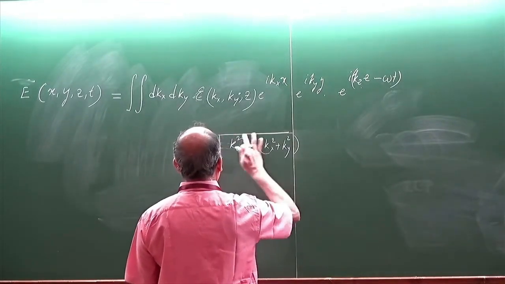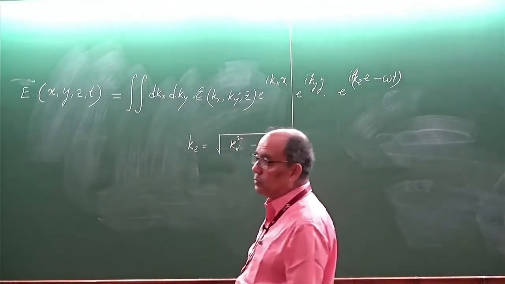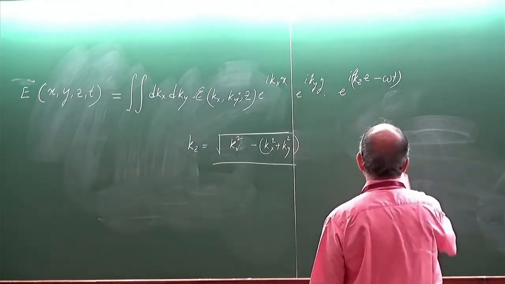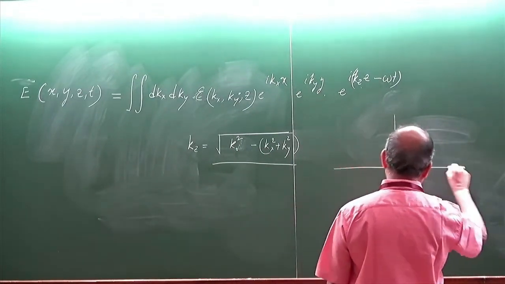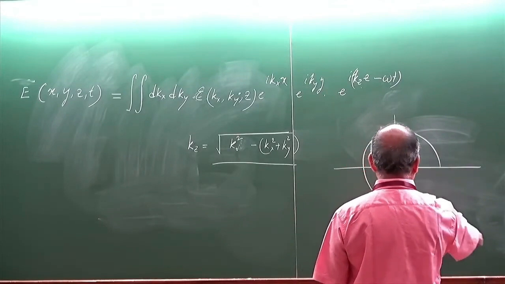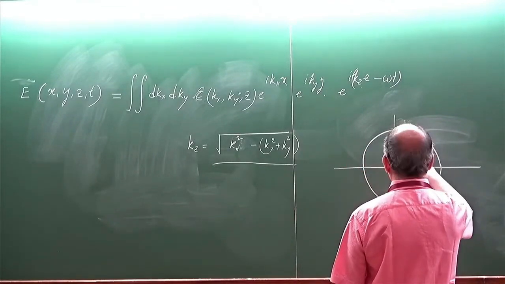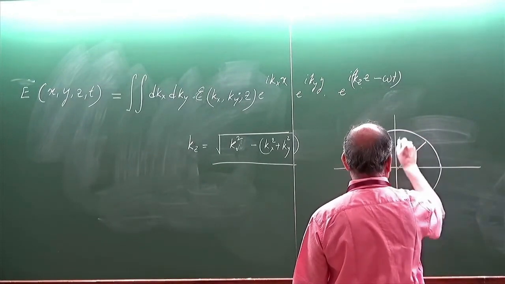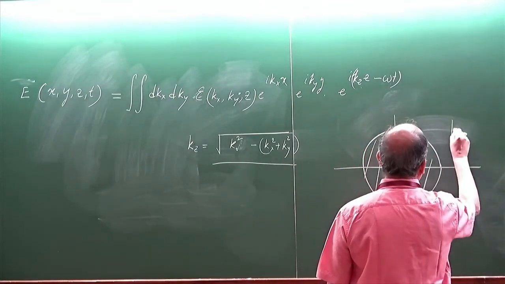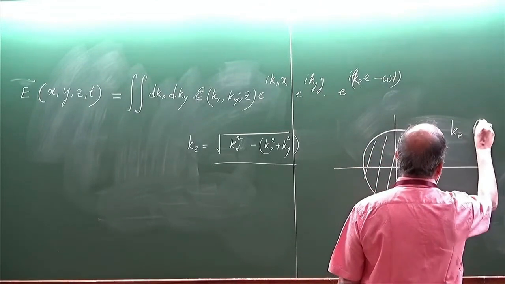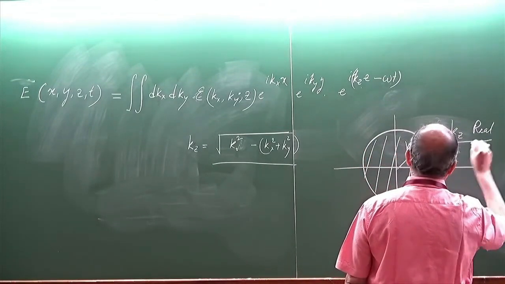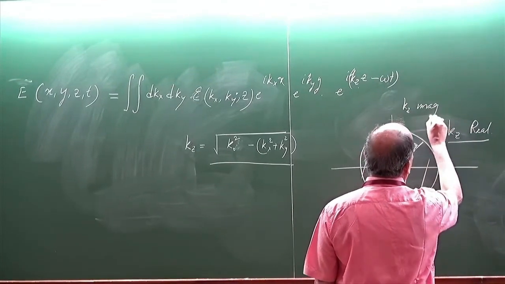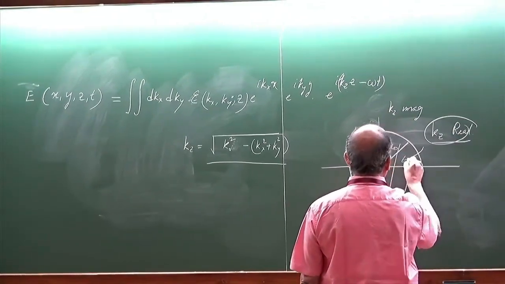Let's forget about this medium. I'm talking about free space propagation. If that is the case, you look at the structure of kz, and you learn that only inside a circle of radius k naught, inside this circle, you have this kz real. Outside this, kz is imaginary. So this is only inside this circle.